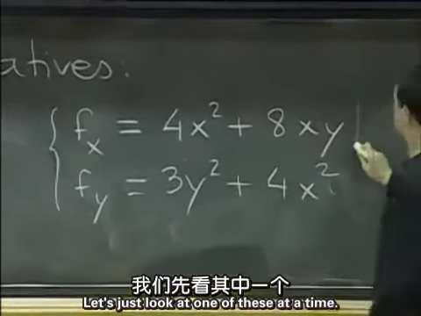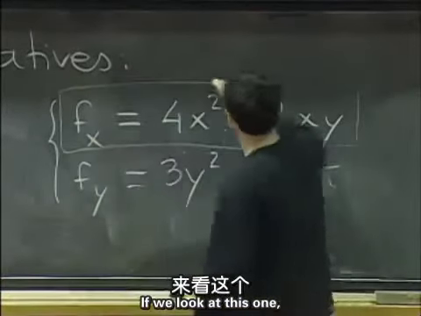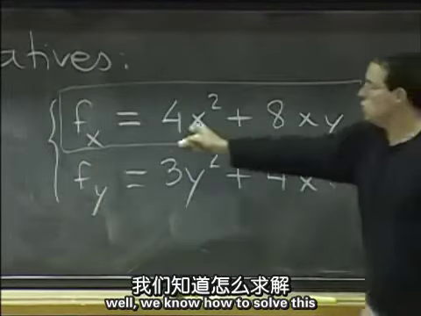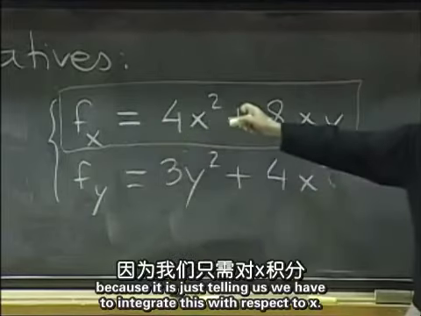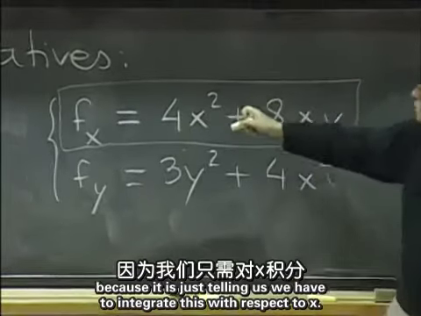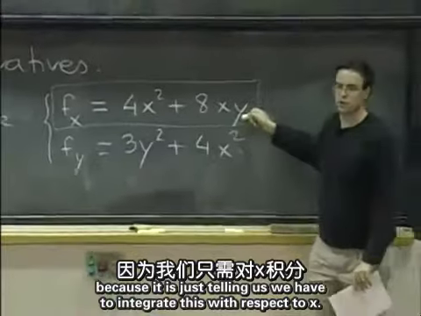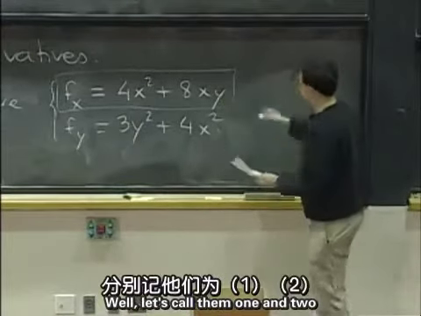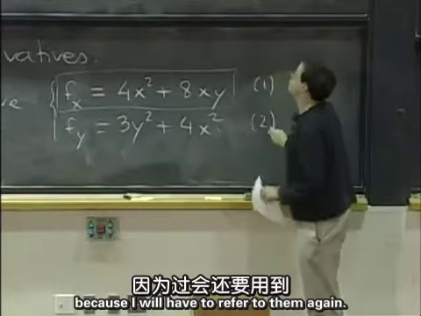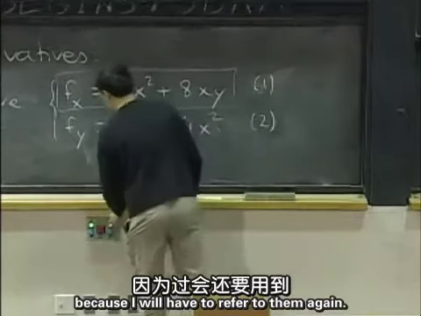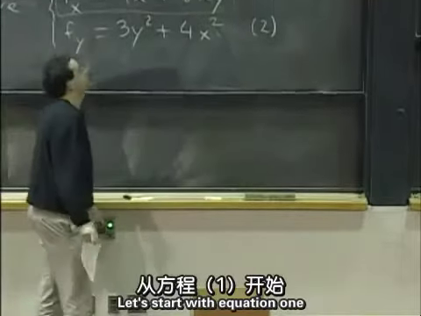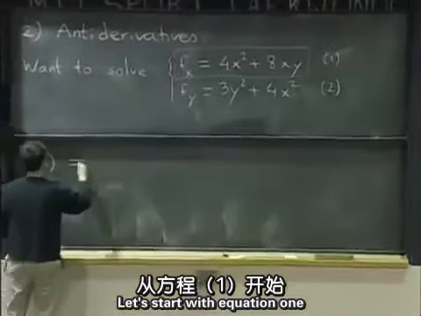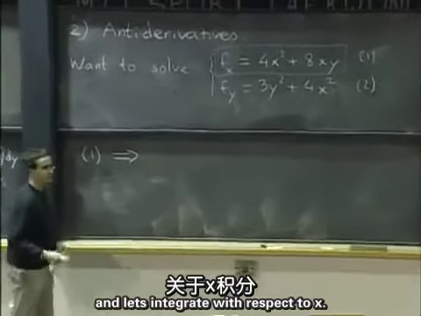So let's just look at one of these at a time. If we look at this one, well, we know how to solve this because it's just telling us we have to integrate this with respect to x. Okay? Well, let's call them 1 and 2 because I will have to refer to them again. So let's start with equation 1. And let's integrate with respect to x.